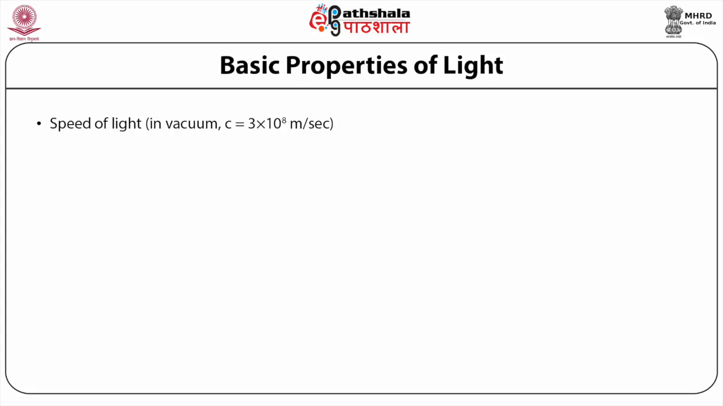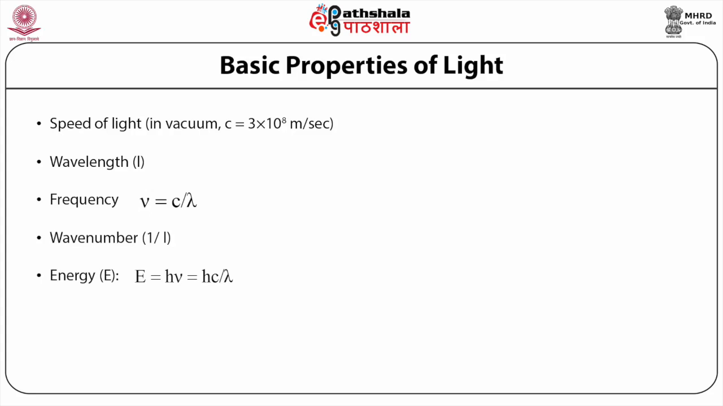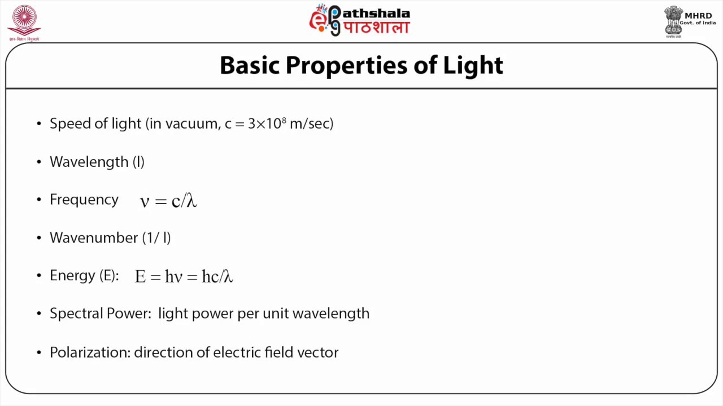Light is characterized by a quantity called wavelength, frequency, wave number, and it carries a specific amount of energy that depends on the wavelength. It carries a spectral power, which is the total power per unit wavelength. And then there is another thing called polarization, which also is used to characterize light, which basically is the direction of the electric field vector.